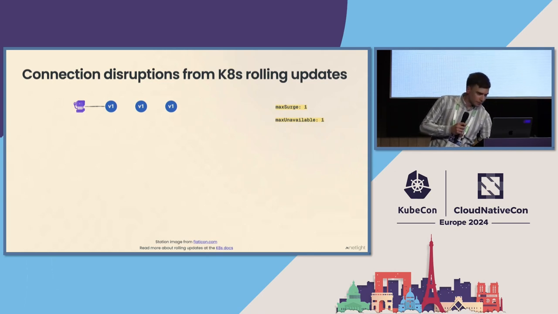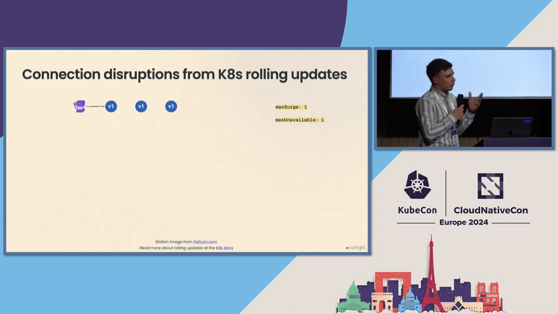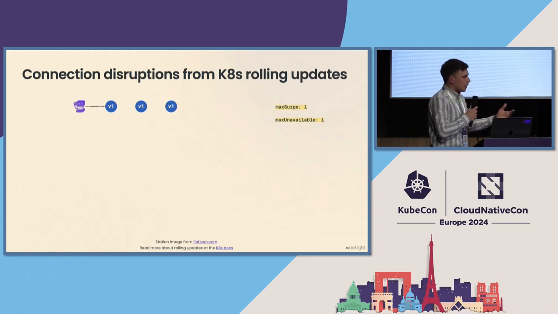The root of the problem was in rolling updates in Kubernetes. So the idea with rolling updates is to incrementally replace current pods with newer pods, right? And max surge and max unavailable let you control how fast this happens. And there are some other configurations as well, but these are the main ones.